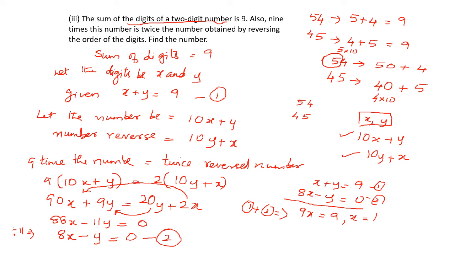Put it back here, x equal to 1. That is, you will get 1 plus y equal to 9, or y equal to 8. So the solution is 1 comma 8. x can be 1 and y can be 8. Now as I told, the number can be anything. The number can be 18 or 81. Anyway, it is going to be correct. So you have to just write like this: the number can be 18 or 81.